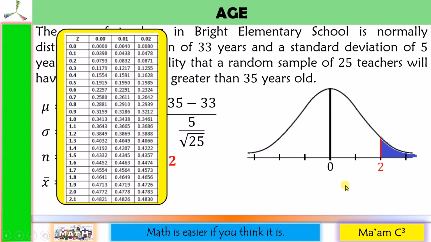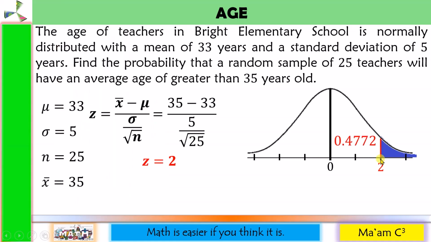Let's have our table. Let us look for 2. So this is 2.00. Here it is, 2.0. And the hundredths digit is also 0. Let us get the intersection, and this is 0.4772. This area is from the mean up to positive 2. But we are not after this area. We are looking for this area.